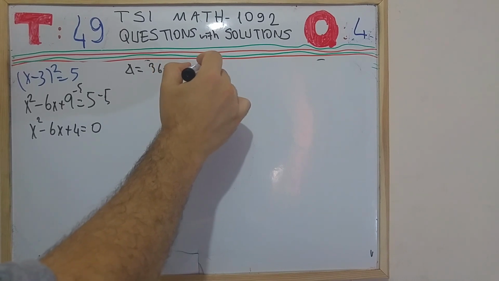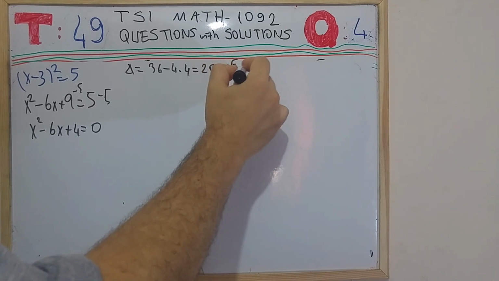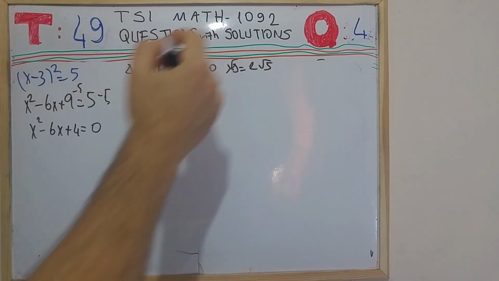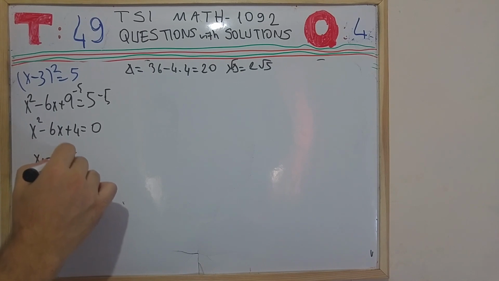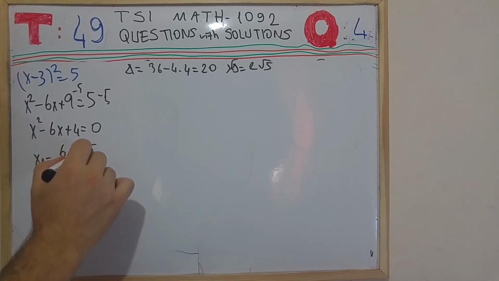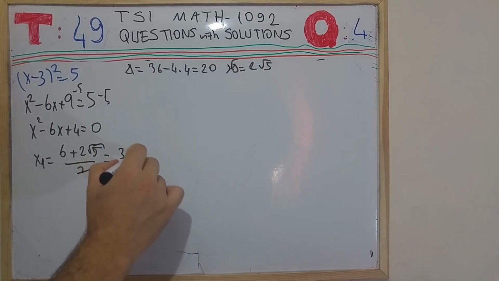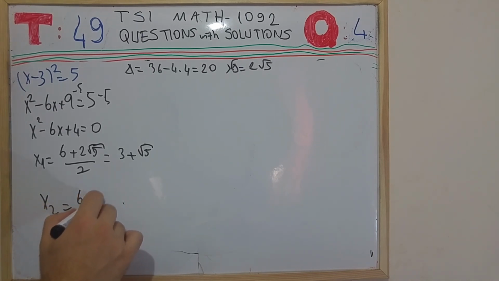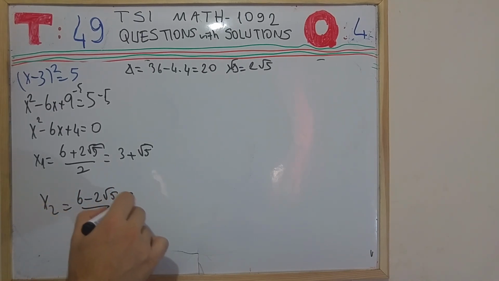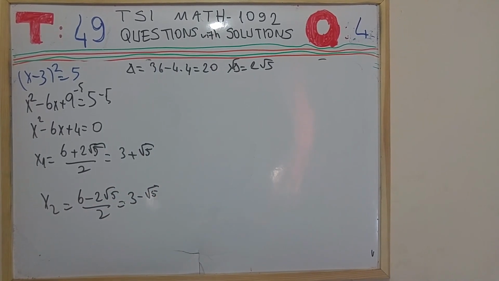So this is equal to 20, and the square root of delta is equal to 2 square root of 5, the square root of 20. Therefore, x1 would be equal to minus b, which is plus 6, plus 2 root 5 over 2, or 3 plus root 5, and the other one is 6 minus 2 root 5 over 2, which is 3 minus square root of 5. Now this is the first way.